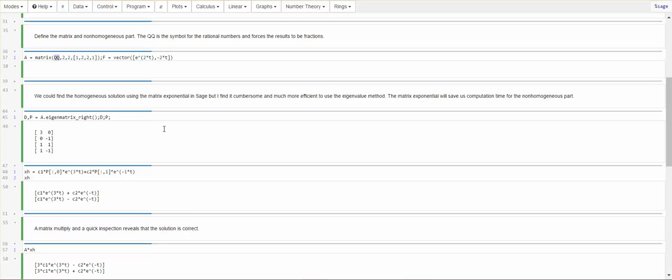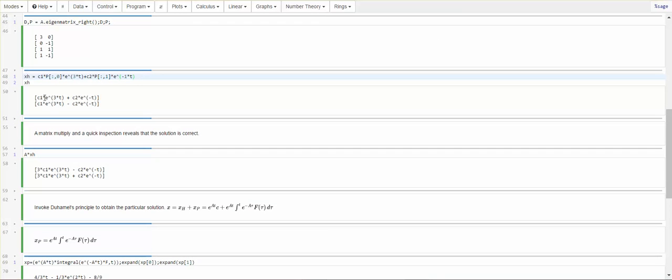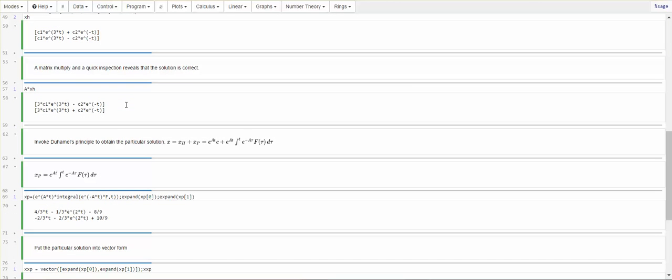All right. I could find the homogeneous solution using the matrix exponential, but I just find it more efficient to go with the eigenvalue method, or the eigenvector method, whatever you like to call it. We'll use the matrix exponential for the non-homogeneous part. So I'll compute the eigenmatrix, and I'll get the diagonal matrix with the eigenvalues. My eigenvalues are 3 and minus 1, and my eigenvectors are 1, 1, and 1, minus 1. So I'll define my homogeneous solution as such, and you see that we get exactly what we thought for the homogeneous solution.